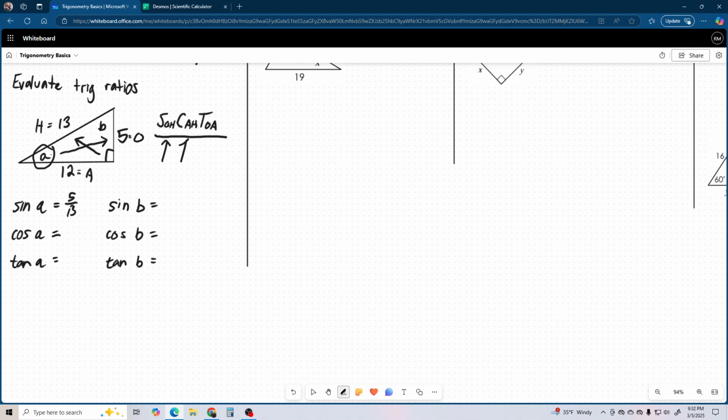So let's do cosine A. Cosine, if we look over here, is adjacent over hypotenuse. Our adjacent we said was 12. Our hypotenuse we said was 13. So the cosine of A is 12 over 13.